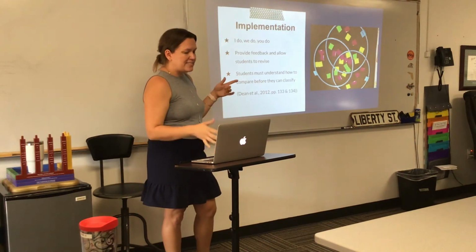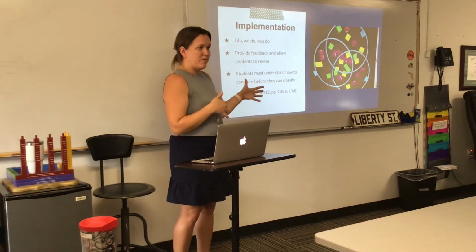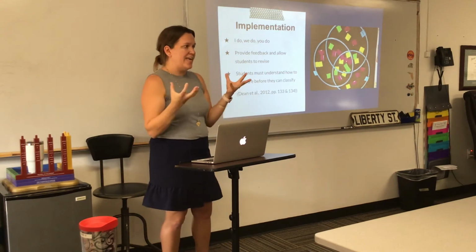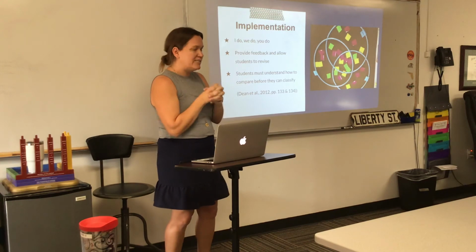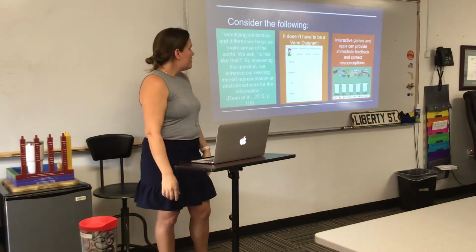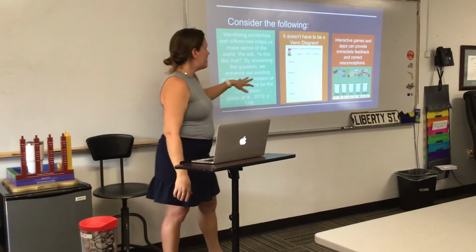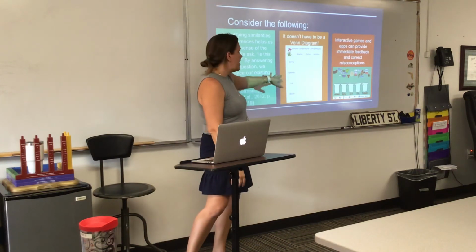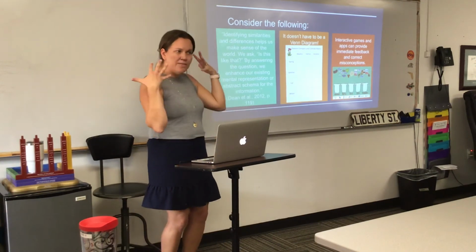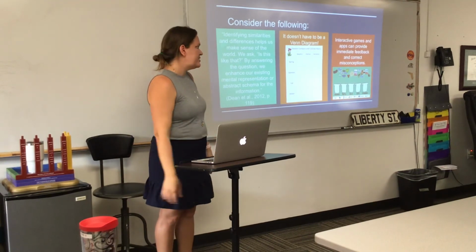Another important thing is that comparing needs to happen before they can classify. They can't classify into groups if they can't first understand the similarities and differences to begin with. Venn diagrams aren't the end all be all. I found a lot of other examples online, like this compare and contrast matrix, which is just a different way to make your brain think about similarities and differences.